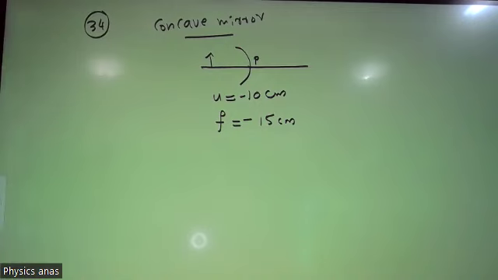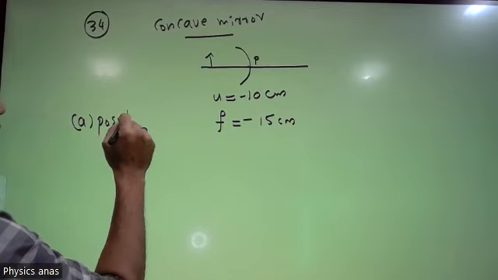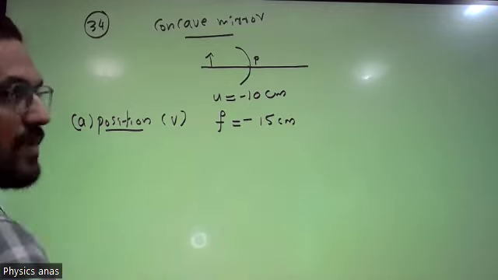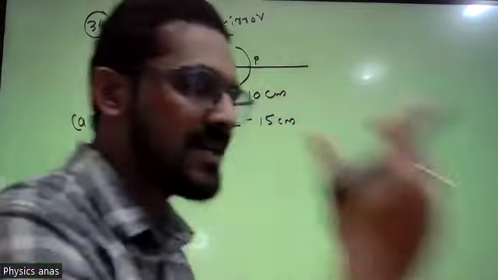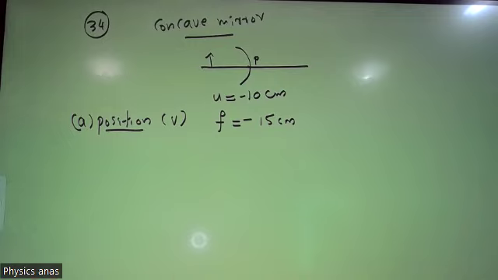What do you have to find? You have to find the position of the image first. Which quantity will give you the position of the image? V. V is the image distance. If you find V, you will get the position. That is how you have to understand it.